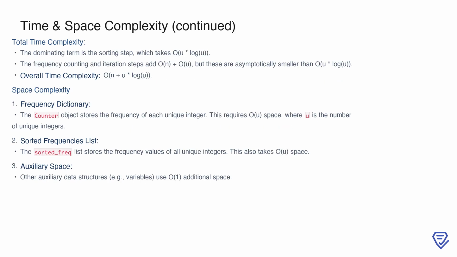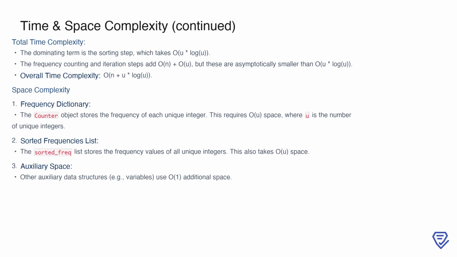Now, combining all these steps, the total time complexity is determined by the dominating term. The sorting operation, which takes u*log u, dominates the linear frequency counting and iteration steps, which add up to n plus u. As a result, the overall time complexity is n plus u*log u.